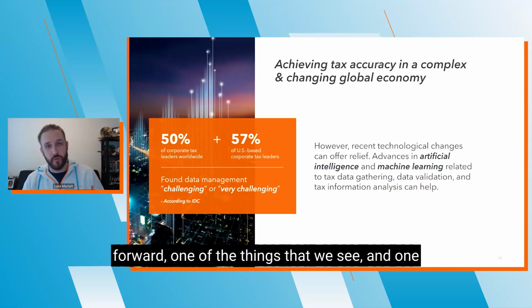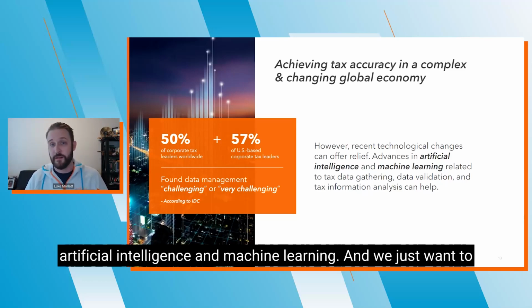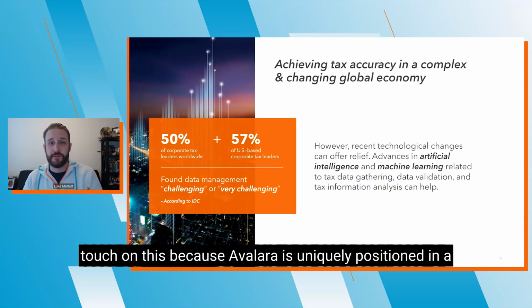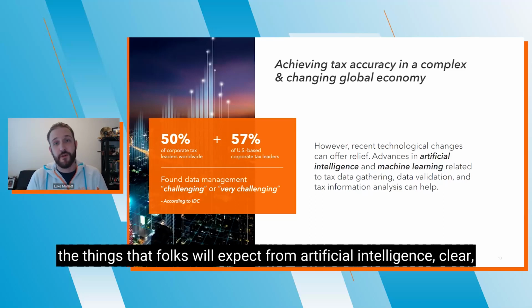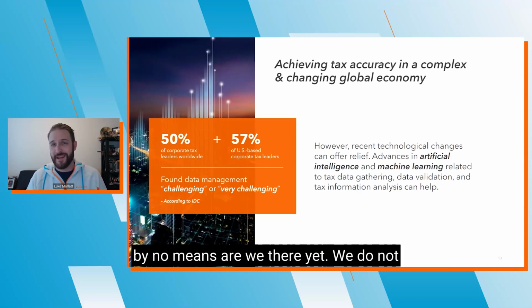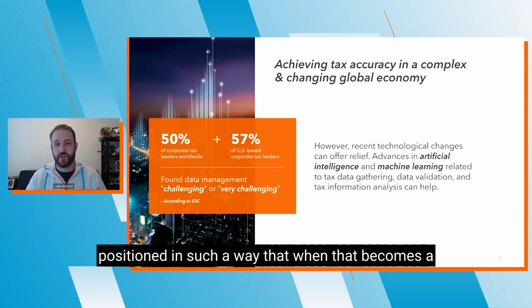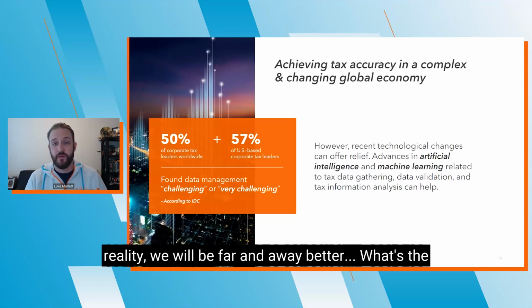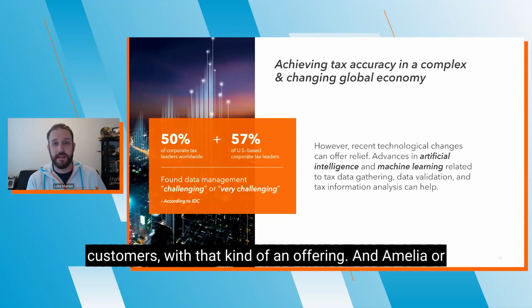And so when we look forward, one of the things that we see, and one of the things that's a big deal in business, is artificial intelligence and machine learning. And we just want to touch on this because Avalara is uniquely positioned through the tax research platform. A lot of the things that folks will expect from artificial intelligence, clear, plain language answers, already exist in Avalara Tax Research. So by no means are we there yet. We do not have an AI offering to give out, but we are positioned in such a way that when that becomes a reality, we will be far and away better positioned to serve you, our customers, with that kind of an offering.